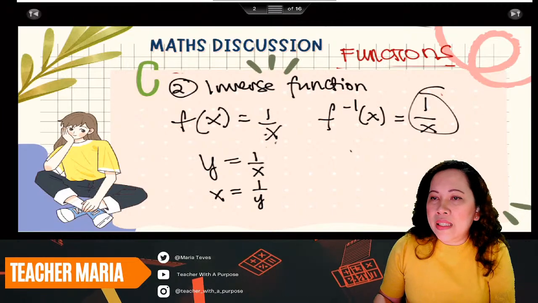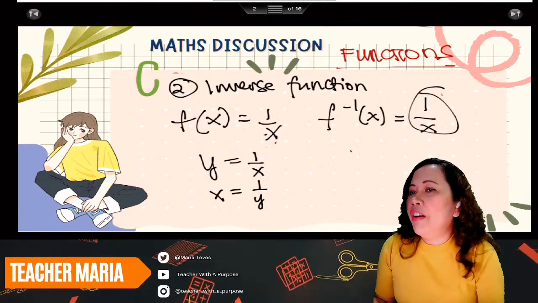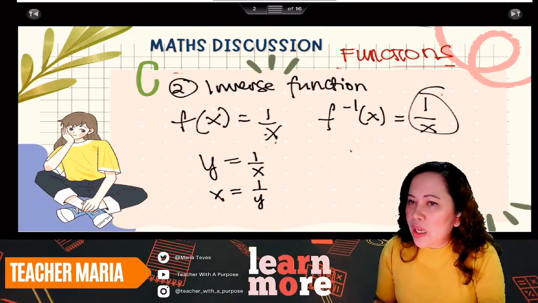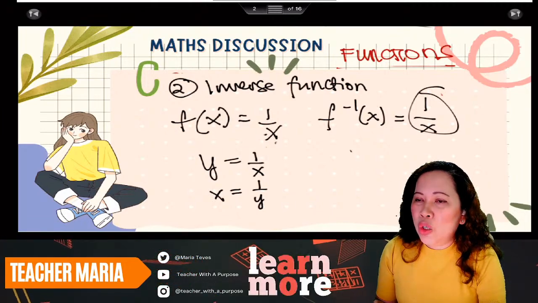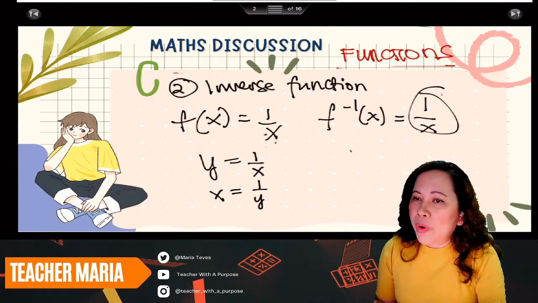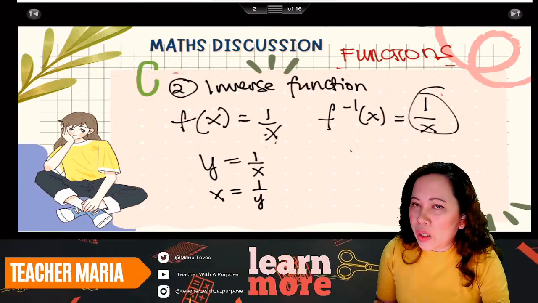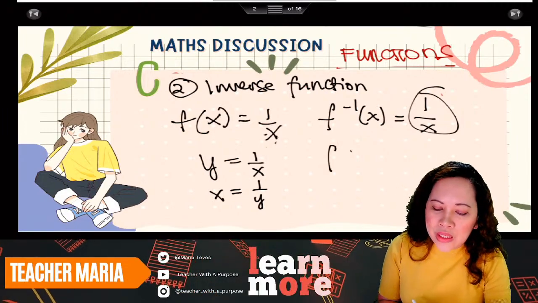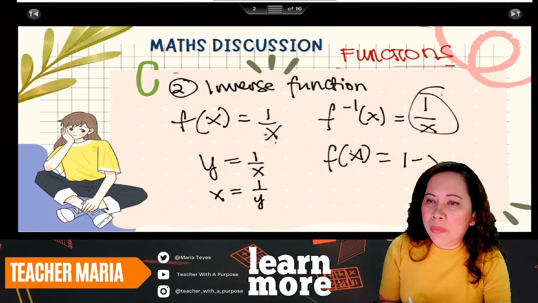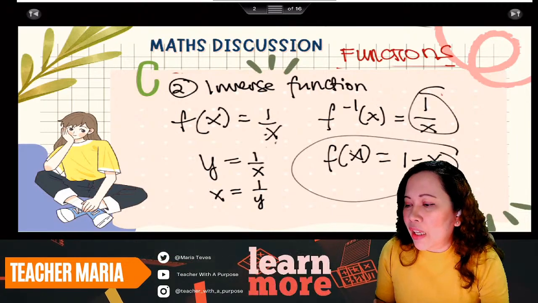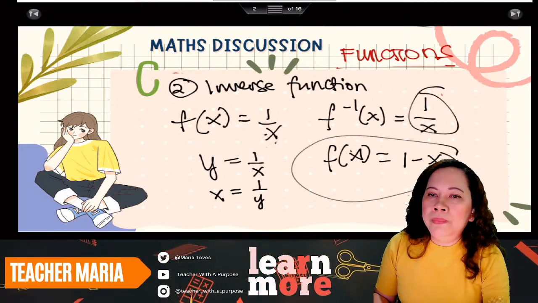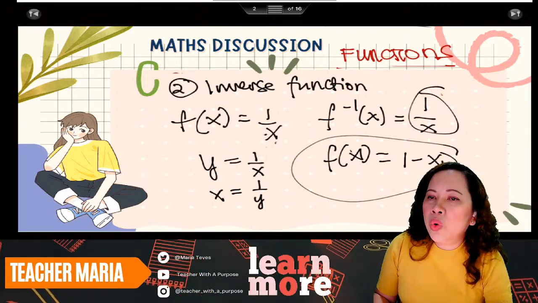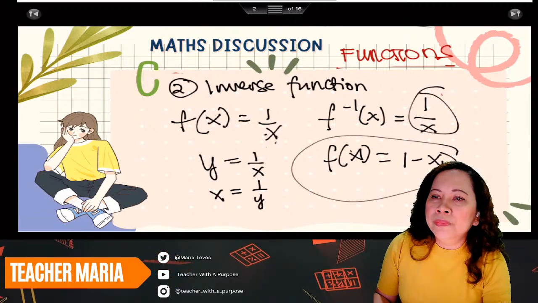So why is this the same? If a function is the same as its inverse, it is known as a self-inverse. So this, for example, is what we call a self-inverse function. Also the same with f of x equals 1 minus x. That's a self-inverse function. Okay. Cool.